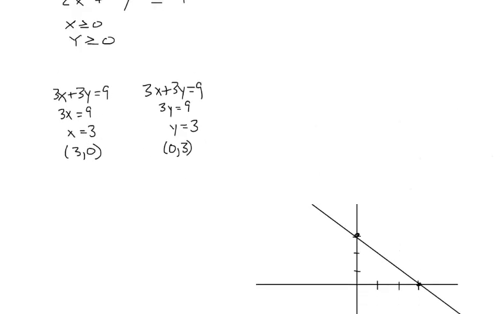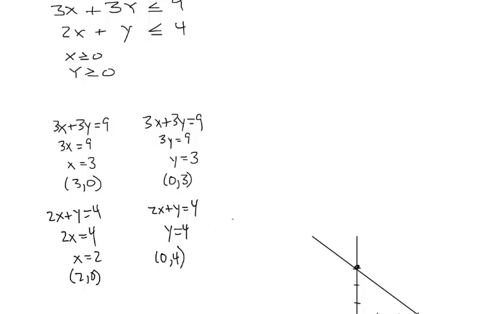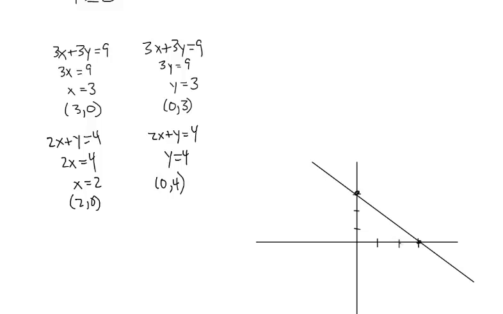And now we're going to graph the other inequality. So we have 2x plus y is equal to 4. And when I set y equal to 0, I get 2x is equal to 4 and x is equal to 2. So 2, 0 is a point on our line. And when I set x equal to 0, I get y is equal to 4. So 0, 4 is a point on our line. So now let's graph this line. So we have 2, 0 and 0, 4. And let's draw a line.